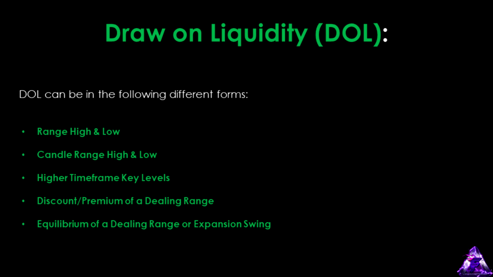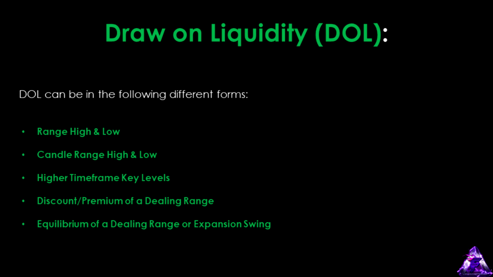Another form of draw on liquidity is higher time frame key levels. Market dynamics work in such a way that price consistently moves between higher time frame key levels. It will test one of the key levels and then make a major move towards another. Both short-term and long-term draw on liquidity initiate and conclude at these higher time frame key levels, so they can serve as draw on liquidity to refine and anticipate where price might be heading.